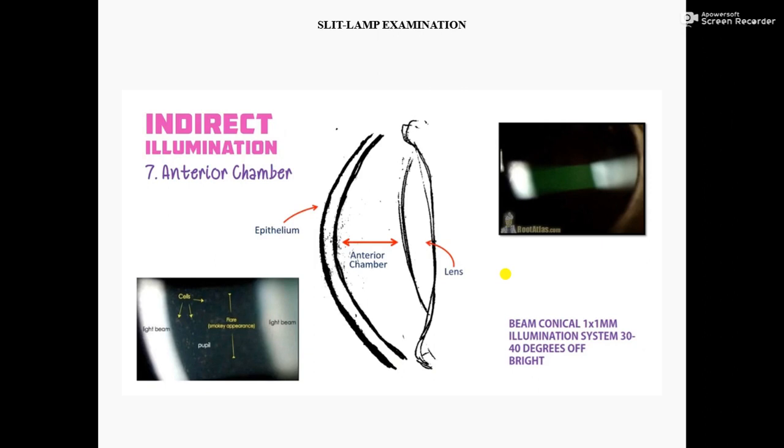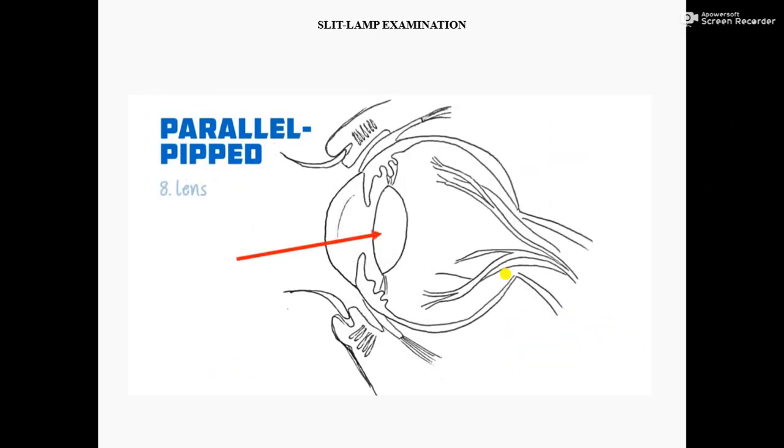Next, parallelepiped. Here, parallelepiped on the front surface of the crystalline lens reveals the orange peel effect, that is produced by the cell bodies of the lens fibers just below the front surface of the crystalline lens, and on the iris allows observation of the iris pattern.